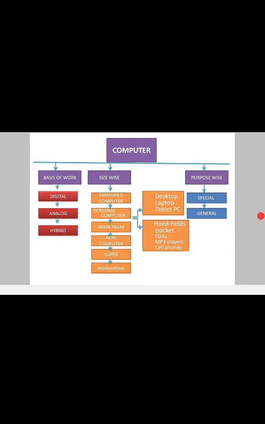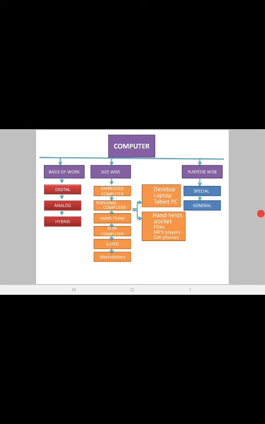It is a compulsory essay type question that is coming. So what are the different types of computers? The first one is based on their work or type, based on their size, and based on the purpose of use. Based on their work or type, basically computers are three types: digital computers, analog computers, and hybrid computers.